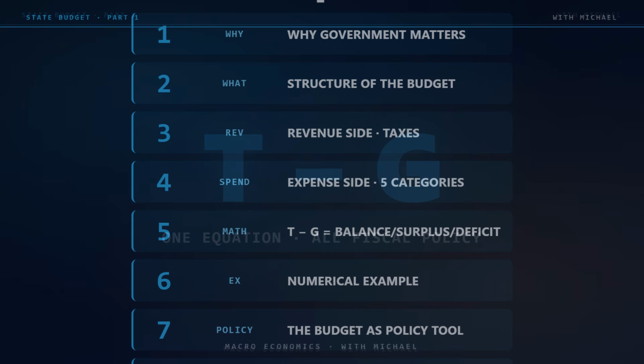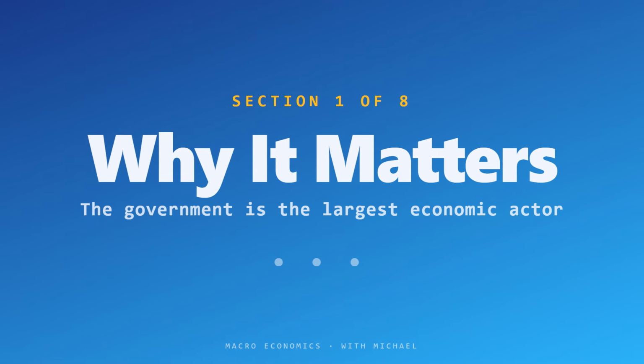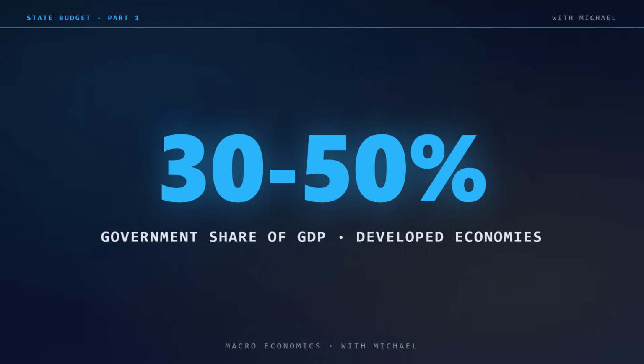Let us begin. Section 1. Why government economic policy matters. In any modern economy, the government plays a massive role. It collects taxes. It pays wages to public employees. It buys goods and services for public administration. It builds infrastructure. It runs schools and hospitals. It provides pensions and unemployment benefits. Together, all of these activities make the government the largest single economic actor in almost every country.